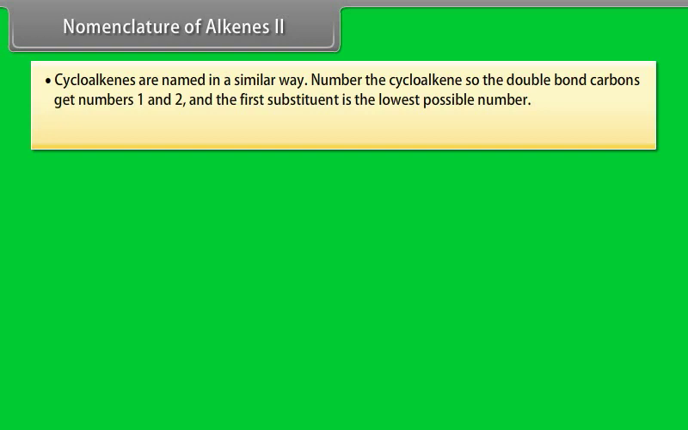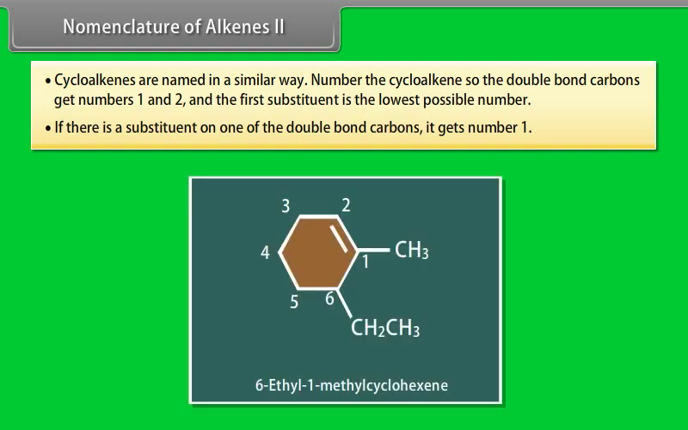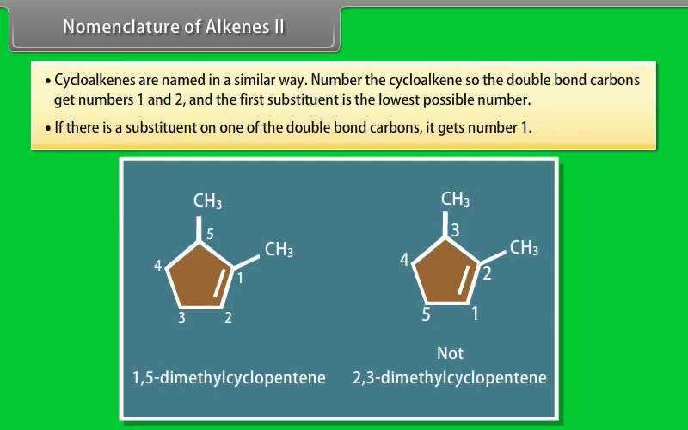Number the cycloalkene so the double bond carbons get numbers 1 and 2, and the first substituent gets the lowest possible number. If there is a substituent on one of the double bond carbons, it gets number 1. 6-ethyl-1-methyl cyclohexene. Look at this compound. It is named as 1,5-dimethyl cyclopentene and not 2,3-dimethyl cyclopentene.